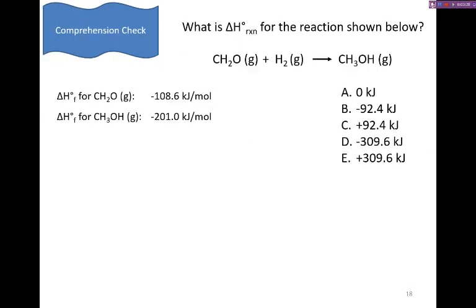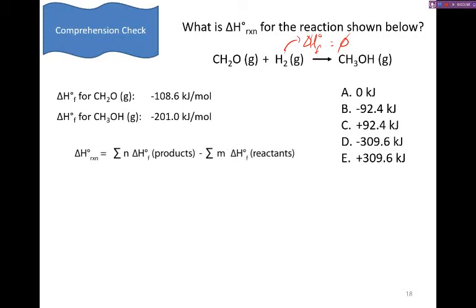All right, try this one on your own and come back when you're ready. Welcome back. So we want to know what's the enthalpy of reaction shown below. We're given the enthalpies of formation of 2 of our substances, and we know that the enthalpy of formation for hydrogen gas is going to be 0 because it's an element in its standard state.